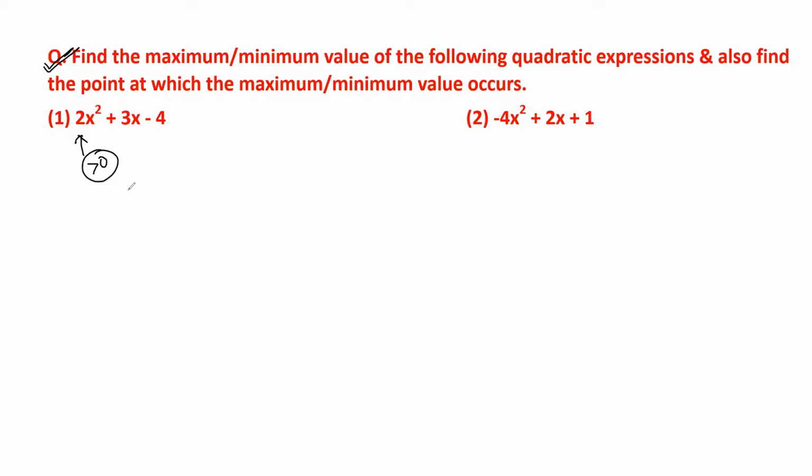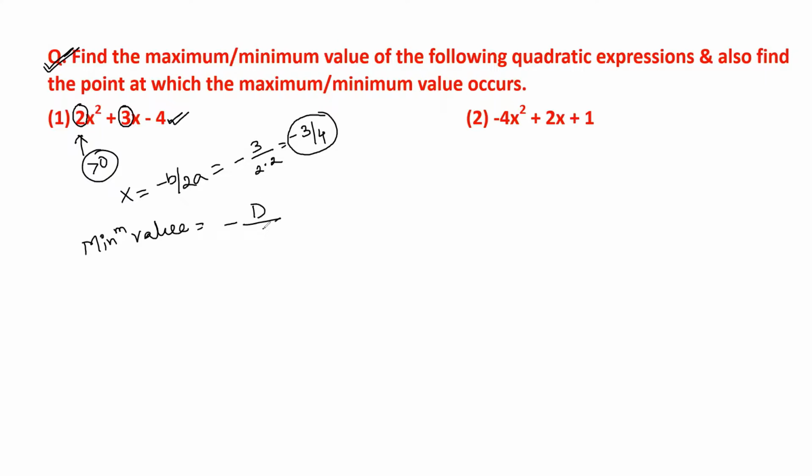So the minima point would be simply given by x equal to minus b upon 2a. Here the value of b is 3 and the value of a is 2. So the value of minus b upon 2a would be simply minus 3 upon 2 into 2, that is 4. So this would be minus 3 by 4. So the point at which this quadratic expression will attain its minimum value would be simply x equal to minus 3 by 4. And we know that the minimum value would be simply given by minus of discriminant upon 4a.